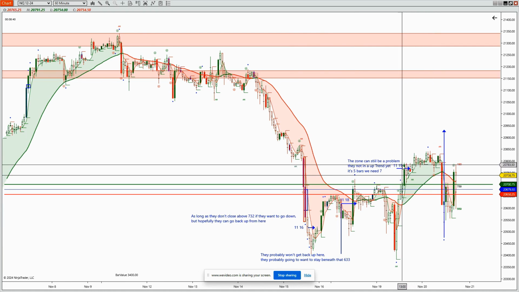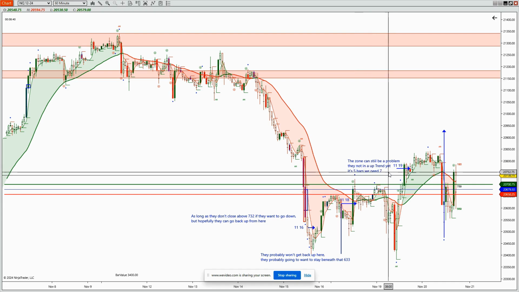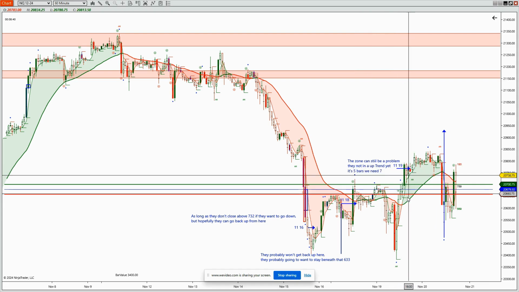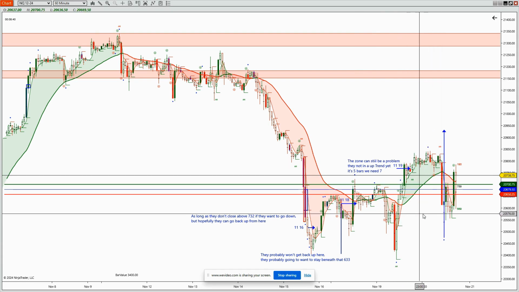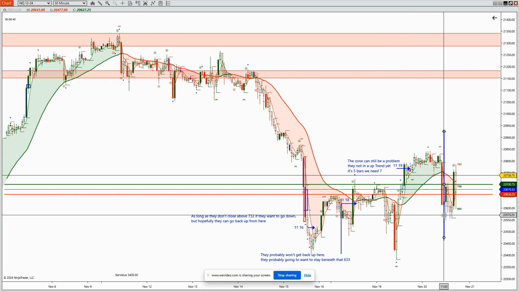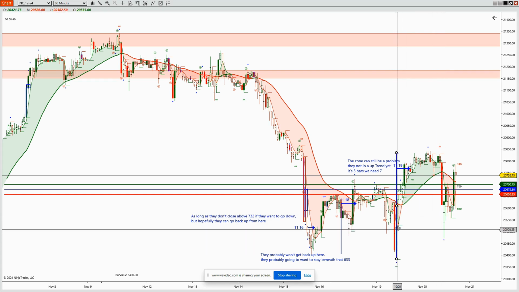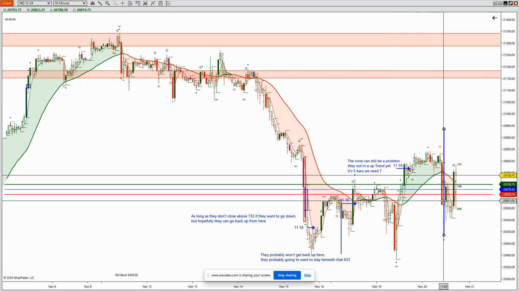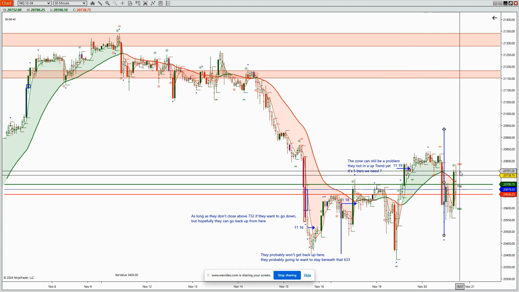And I told you that they only had 5 bars and they needed 7 in order to make a trend. Well, they made 7. And of course, they dropped down into the center of all of that. All right, and I'll just move this over here so you can see it. They drop down into the center of all of that, and then they pop back up.